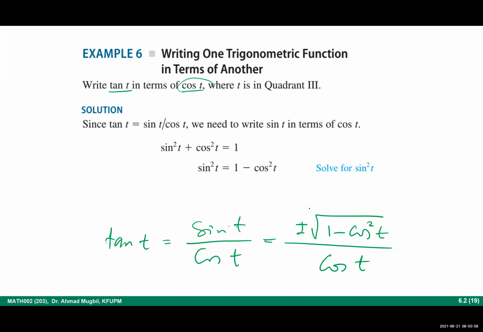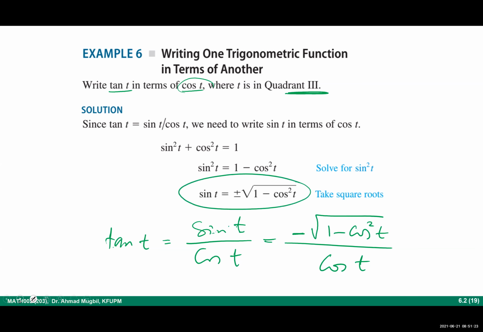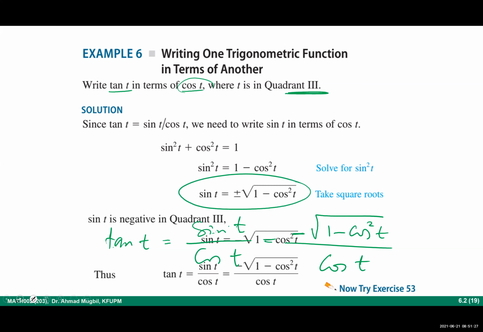Positive or negative, what I will choose depends on the quadrant. He said in the third. So positive or negative sine? Sine in the third quadrant is negative. This is not about tan, it is about sine. This is exactly what we said, but because we are in the third quadrant, sine is negative.